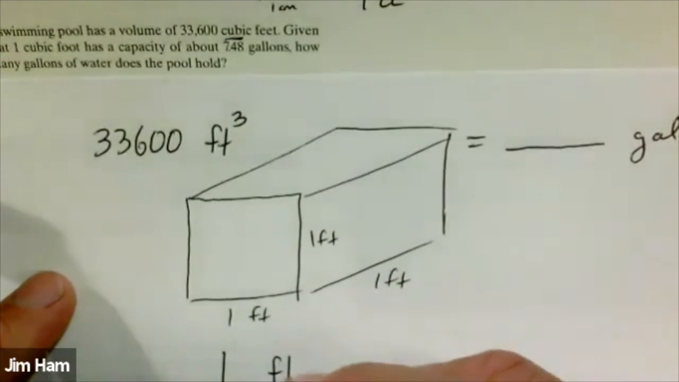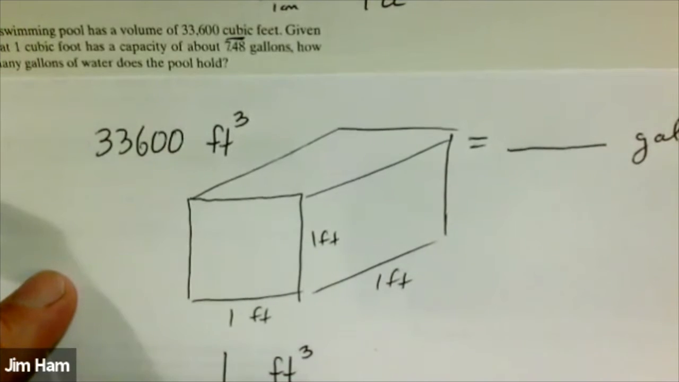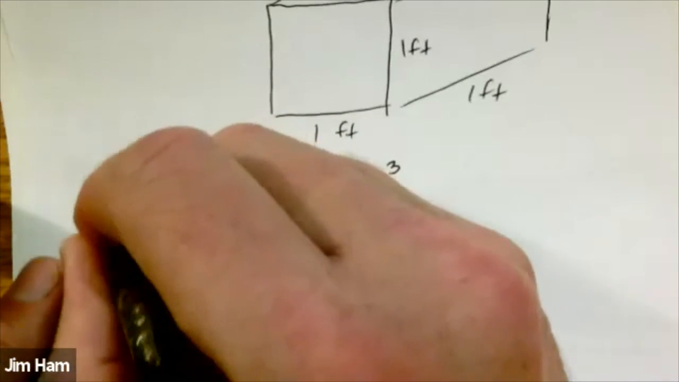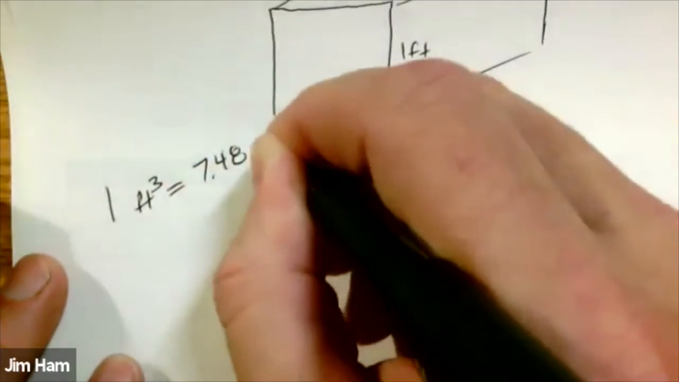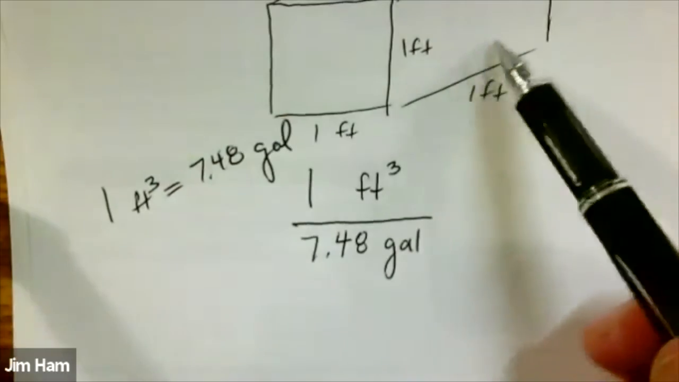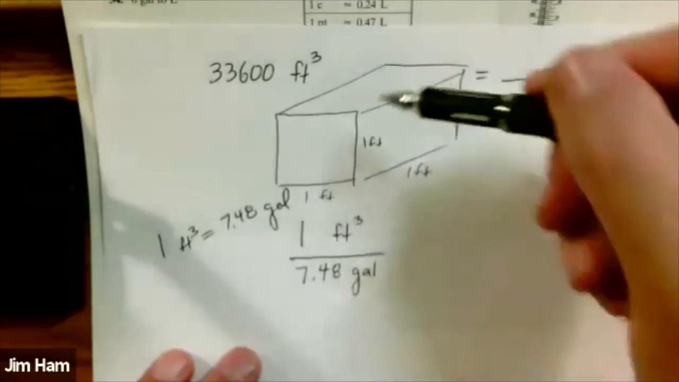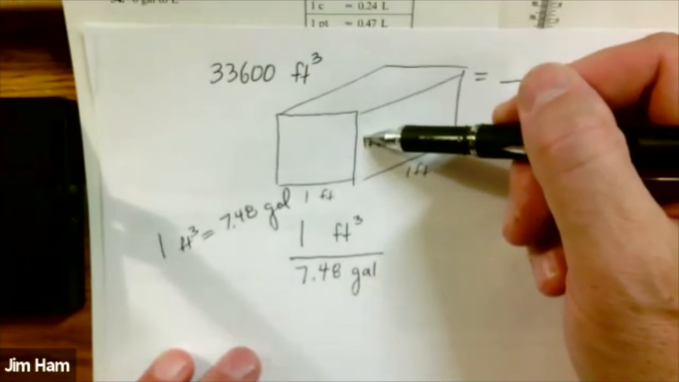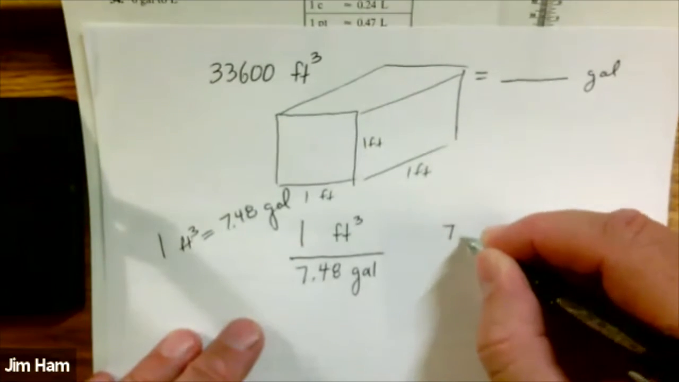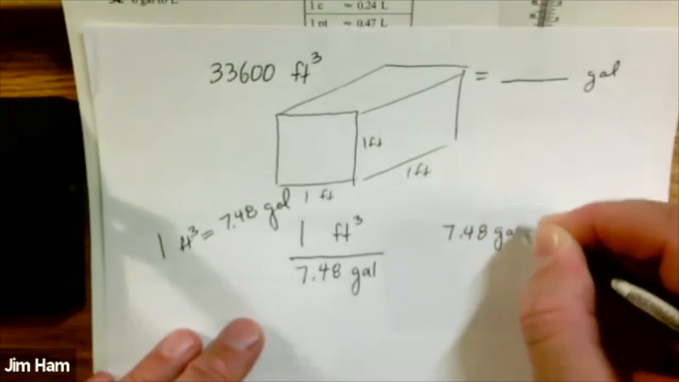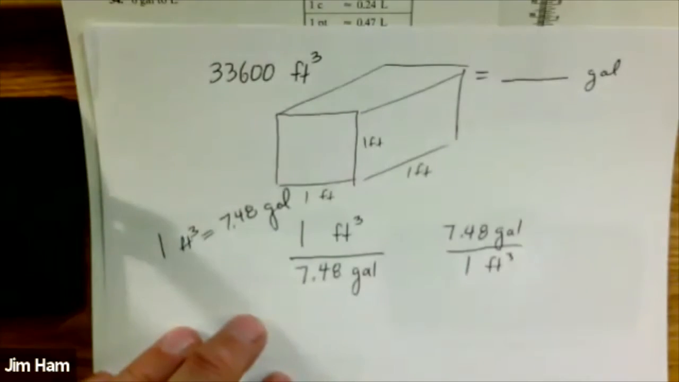1 cubic foot has a capacity of 7.48 gallons. So 1 cubic foot is equal to 7.48 gallons. That is, you can put about seven and a half gallons inside this little box here. 7.5 gallons of water would fill up the 1 by 1 by 1 box. So here's a conversion that you can multiply by, or you can flip it around and use this one. Use the one that would enable you to cancel out the cubic foot.